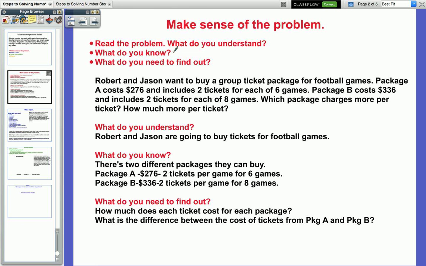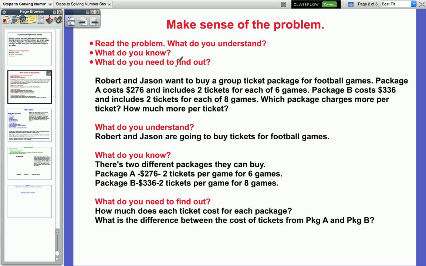What do I know? What information did they give me? And what do I need to find out? So here is a story problem. Robert and Jason want to buy a group ticket package for football games. Package A costs $276 and includes 2 tickets for each of 6 games. Package B costs $336 and includes 2 tickets for each of 8 games. Which package charges more per ticket and how much more per ticket?